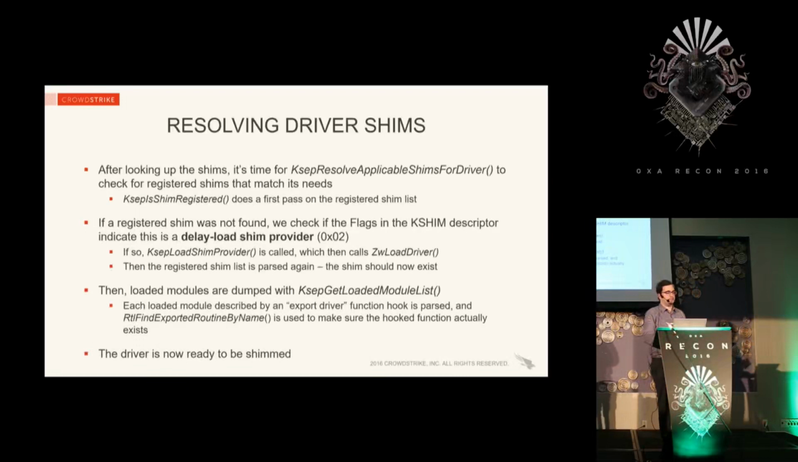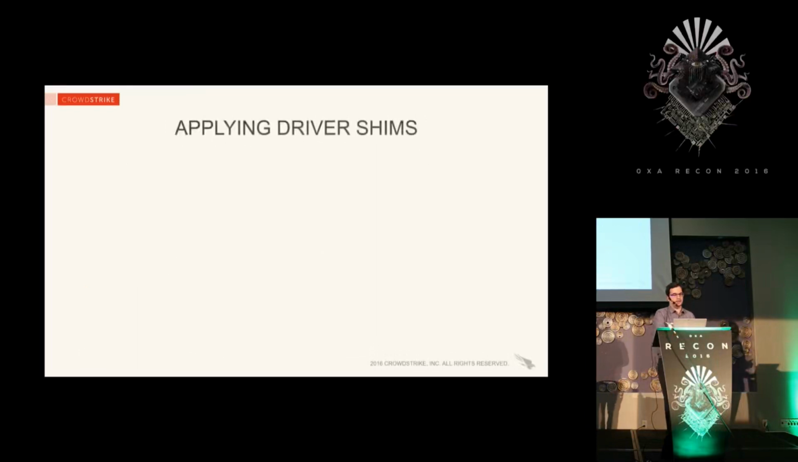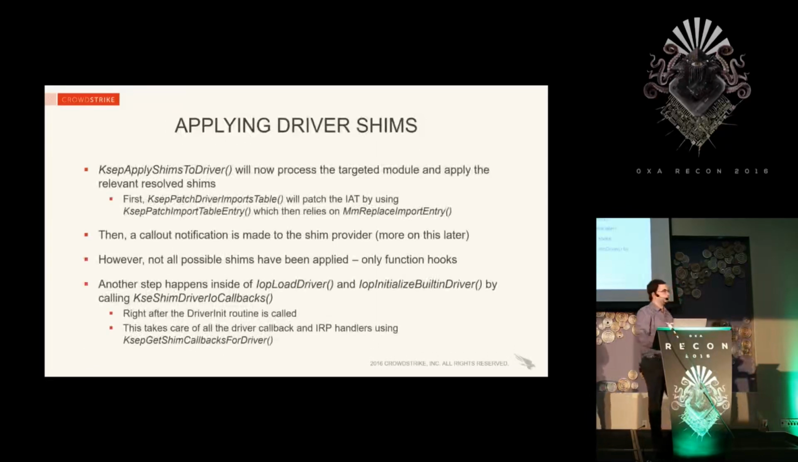If not, your driver is now ready to be shimmed. In other words, we have found a shim that's valid. We have found all the things this shim wants to shim, and all the exports exist. So we're ready to proceed to the next stage, which is going to be applying the driver shims. So that happens with a separate function, KseApplyShimsToDriver. And this is going to go in KsepPatchDriverImportsTable, which calls KsepPatchImportTableEntry, which then calls ReplaceImportEntry. So the memory manager has a whole bunch of functionality now to basically safely and correctly patch IAT entries, take care of the section objects, and all that.